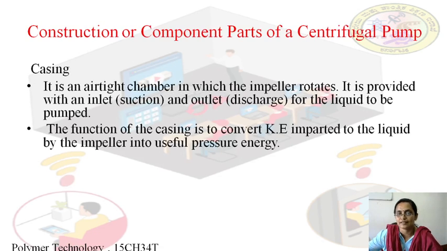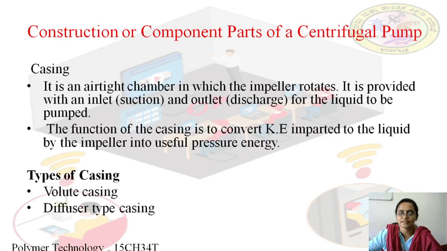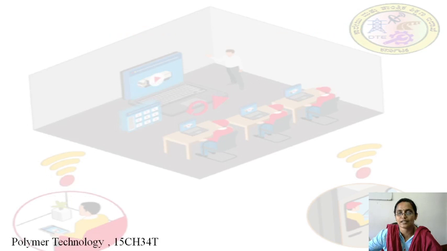Next is the casing. It is an airtight chamber in which the impeller rotates. It is provided with an inlet and outlet for the liquid to be pumped. The function of the casing is to convert kinetic energy imparted to the liquid by the impeller into useful pressure energy. It is connected to the inlet as well as discharge pipes. Types of casing: volute casing and diffuser type casing.